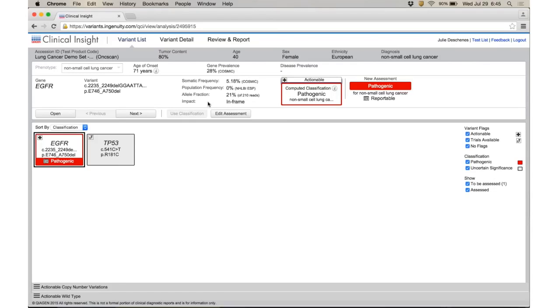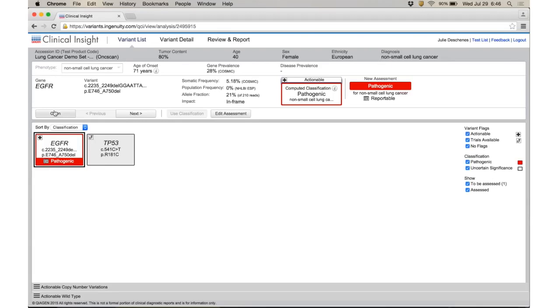From that variant list in the top gray section, we can see information about your sample, so metadata about this sample. You can see your laboratory accession ID. You can see the product code. So if you are running multiple test codes within your laboratory, you can see your hereditary code, your breast cancer code, and so forth. You have the tumor content within the somatic workflow, as well as other demographics that you choose optionally to send to the system to help you make your decision. You also have the diagnosis of this particular sample. So we are looking at a non-small cell lung cancer example today.